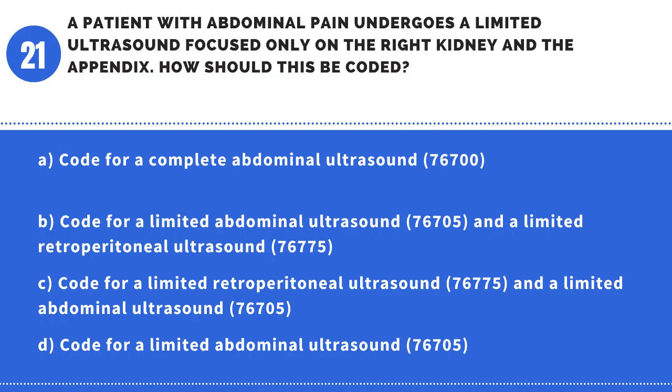Question 21. A patient with abdominal pain undergoes a limited ultrasound focused only on the right kidney and the appendix. How should this be coded? A. Code for a complete abdominal ultrasound, 76700. B. Code for a limited abdominal ultrasound, 76705, and a limited retroperitoneal ultrasound, 76775. C. Code for a limited retroperitoneal ultrasound, 76775, and a limited abdominal ultrasound, 76705. D. Code for a limited abdominal ultrasound, 76705.